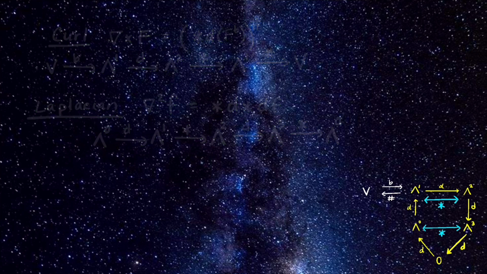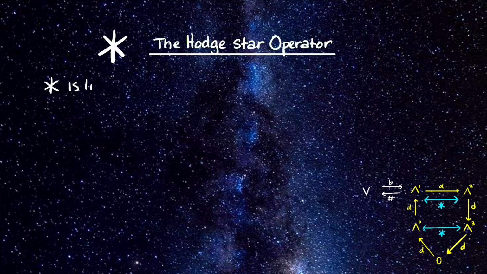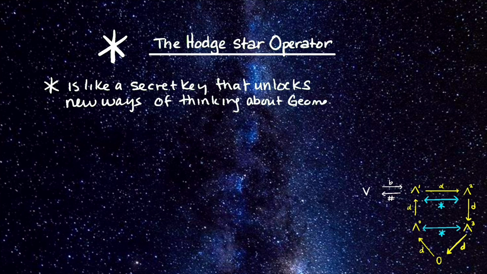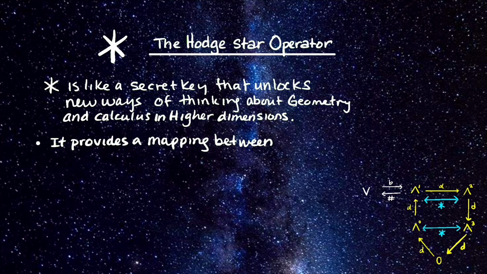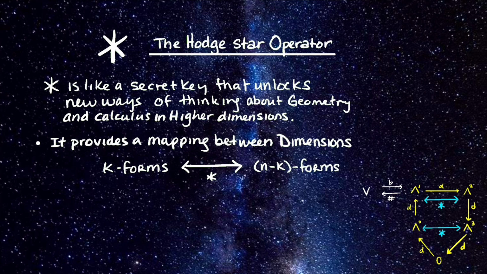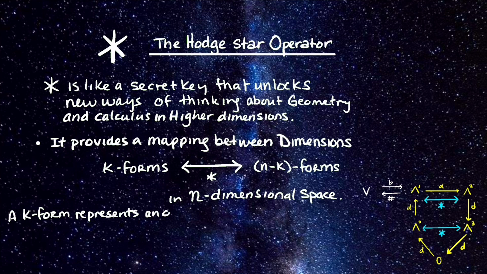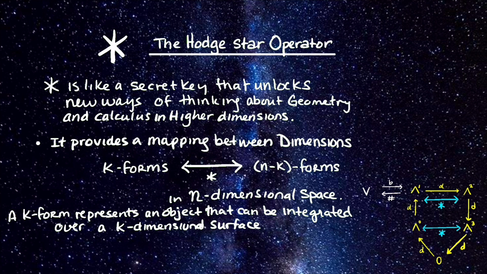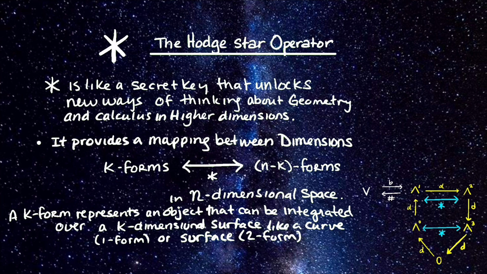Differential forms provide a stronger framework for derivatives in higher dimensions. And the Hodge star operator? Well, it's like our secret key that unlocks new ways of thinking about geometry and calculus in higher dimensions. It provides us with a mapping between dimensions, k-forms and n-k forms, in n-dimensional space. And a k-form just represents an object that can be integrated over a k-dimensional surface, like a curve, or a surface, or a volume form.